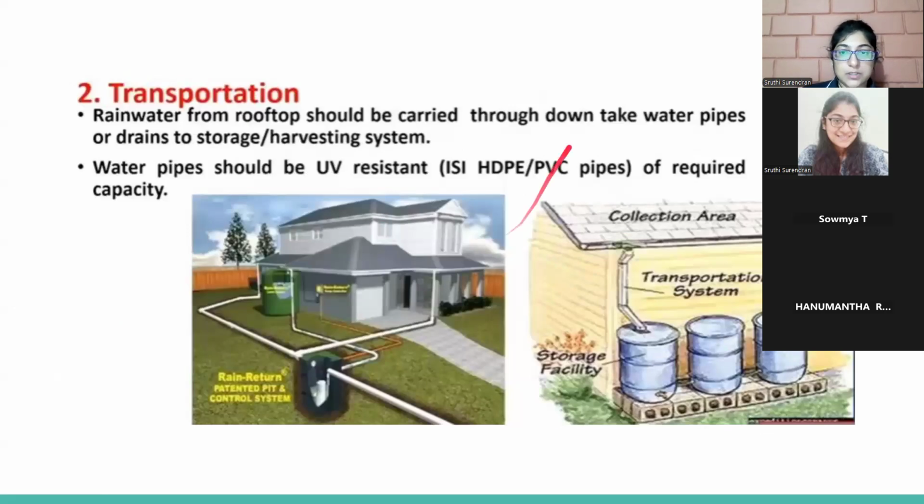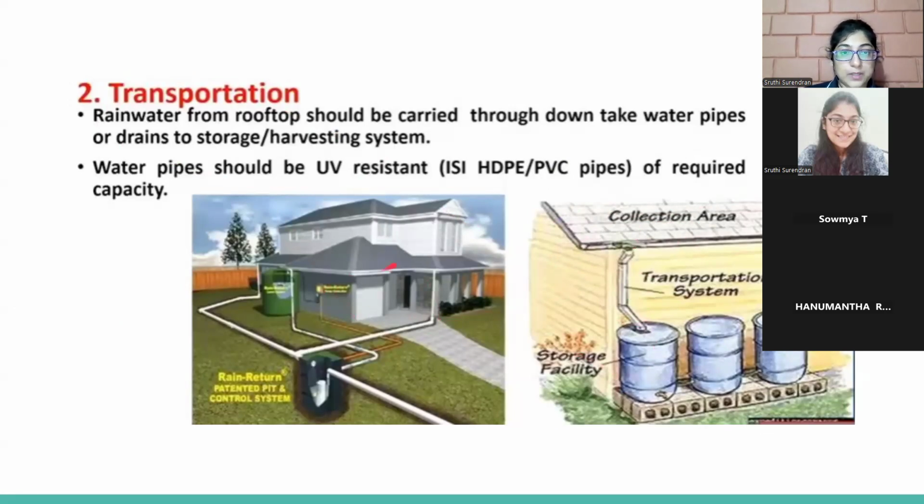Then there's a transportation system. You can see this roof, this is the collection area. Water from this roof will come and flow into the series of pipes. And from these pipes, it is going to be transported to the storage facility. So this is basically what the transportation component means. Again, a simple facility is this.